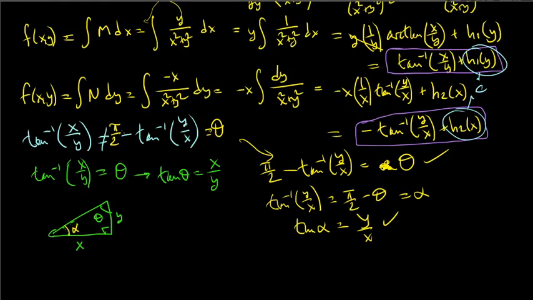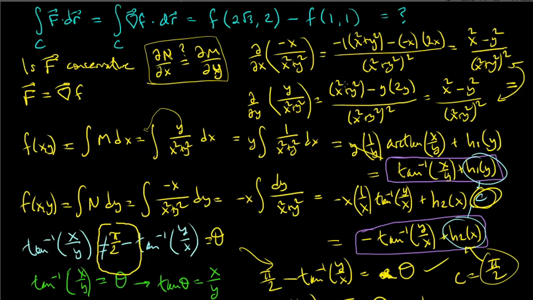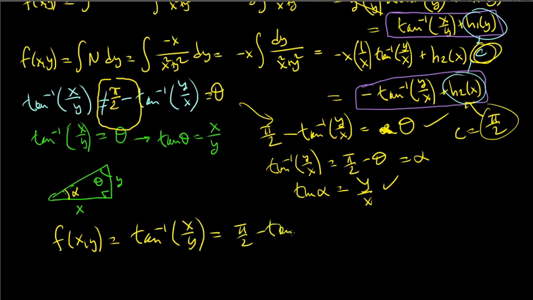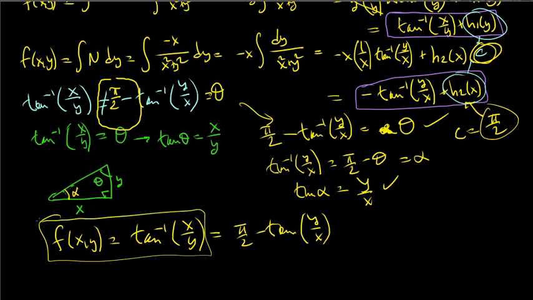But then where's the pi over 2? Well, that might as well be the constant c here. So the h2 of x then will just be pi over 2. That'll be our c. So you get the same thing either way. So the potential function, after all that, is just arctangent of x over y. Or if you want to use pi over 2 minus the arctangent of y over x, that's fine too. I'll just take the simpler one here.